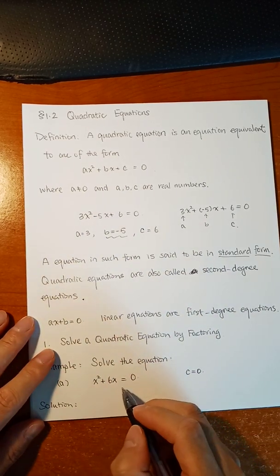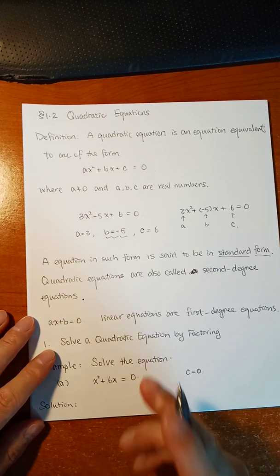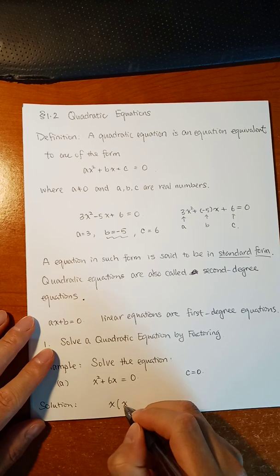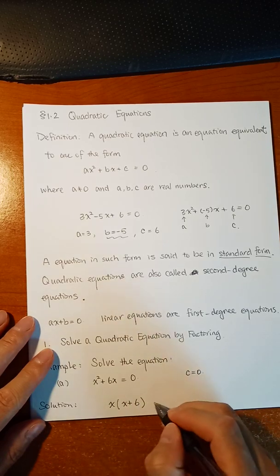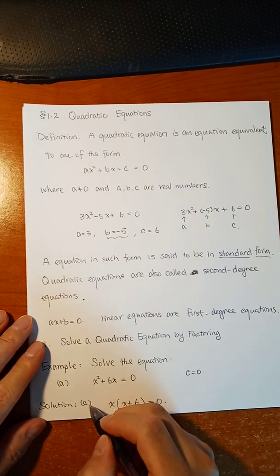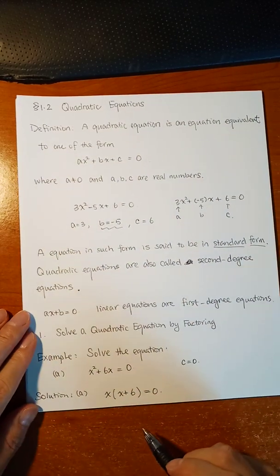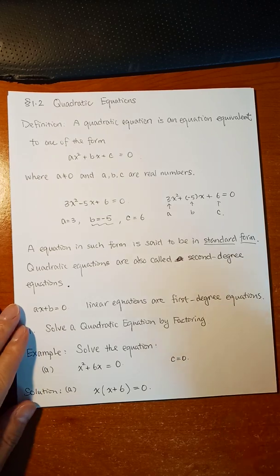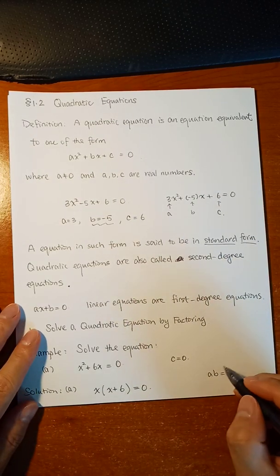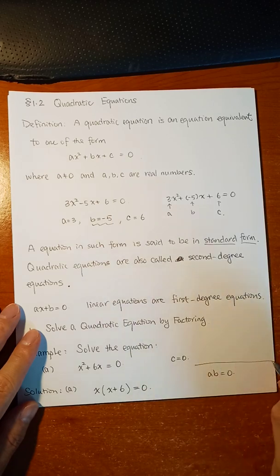x squared plus 6x equal to 0. x squared and 6x have the common factor x. So you factor out x, you get x times (x plus 6) equal to 0. Okay, part A. And then we have what? We have the zero product property. What is the zero product property? Let's cover it here.